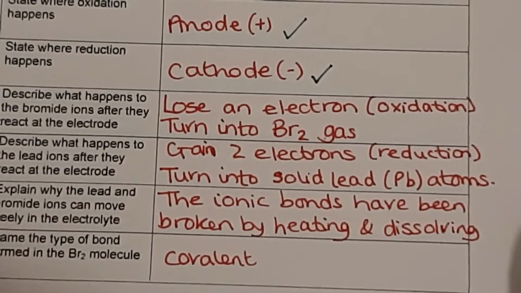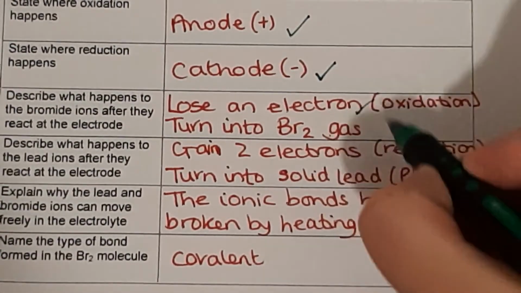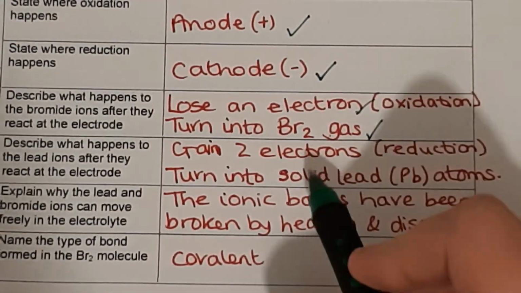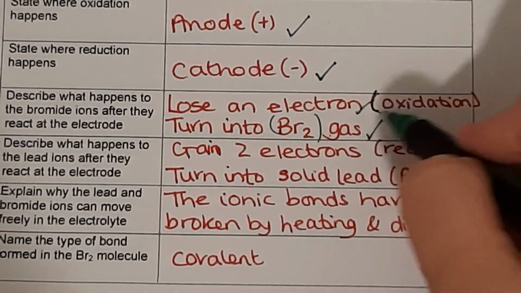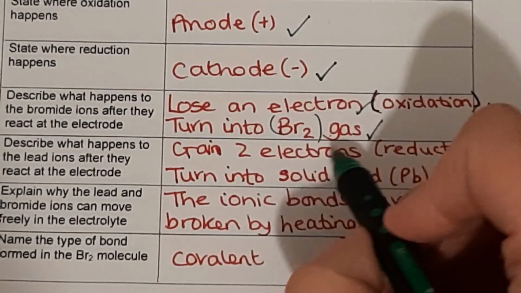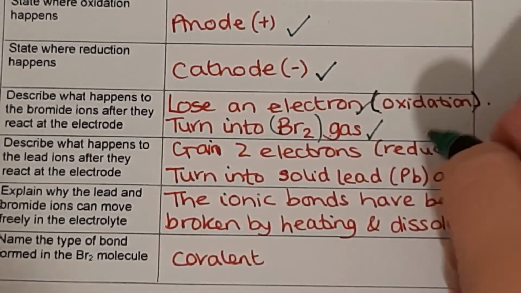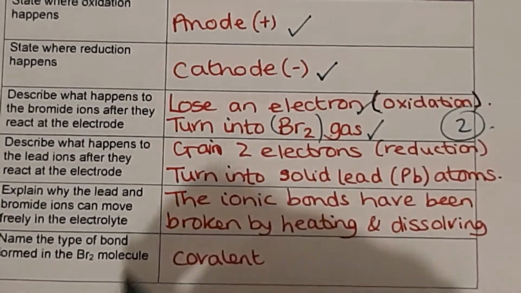Describe what happens to the bromide ions after they react at the electrode. Well, they lose an electron, which is oxidation, and then they turn into bromine gas, Br2. Saying that is not necessary for the mark, but they turn into a gas, or Br2. So there's 2 marks available for this one.